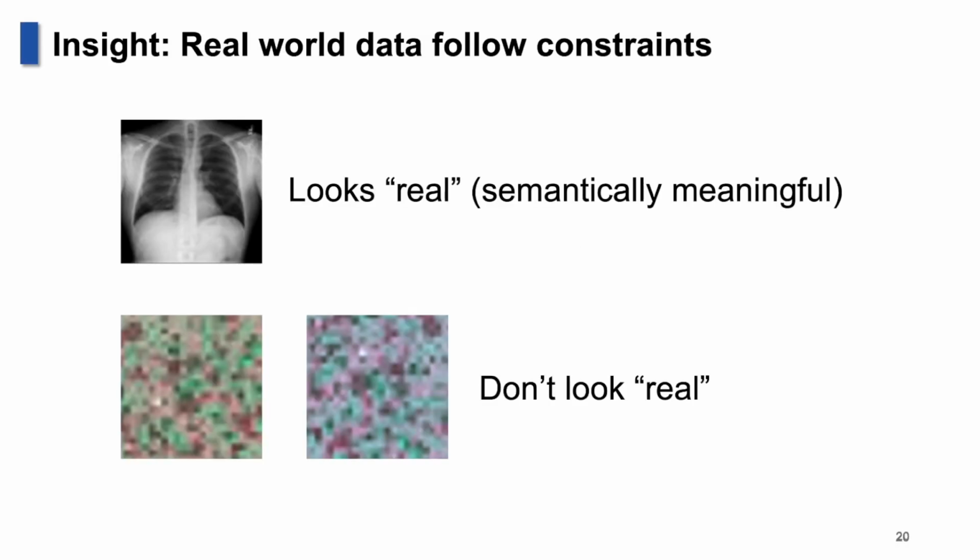One insight is that real-world data is not just random. They follow constraints. For example, while the first image looks real or semantically meaningful, the rest don't. So if we have some knowledge about what real-world data looks like, that may help us reconstruct the lost information. Now, suppose we have that prior knowledge. How can we make use of that?